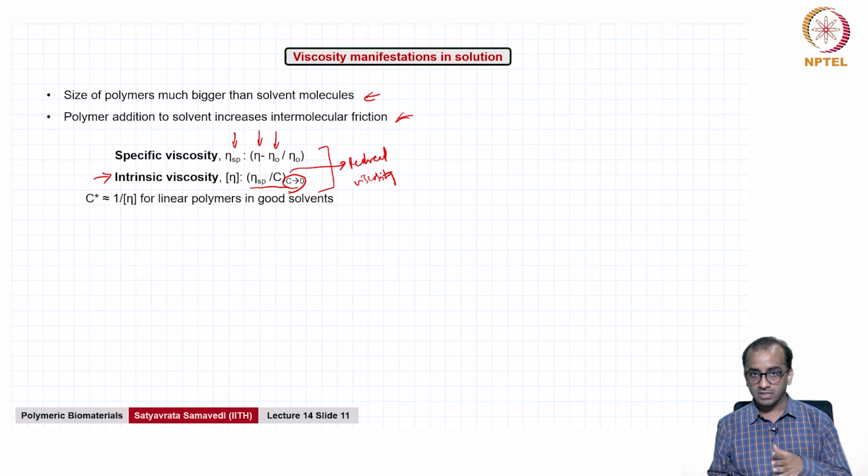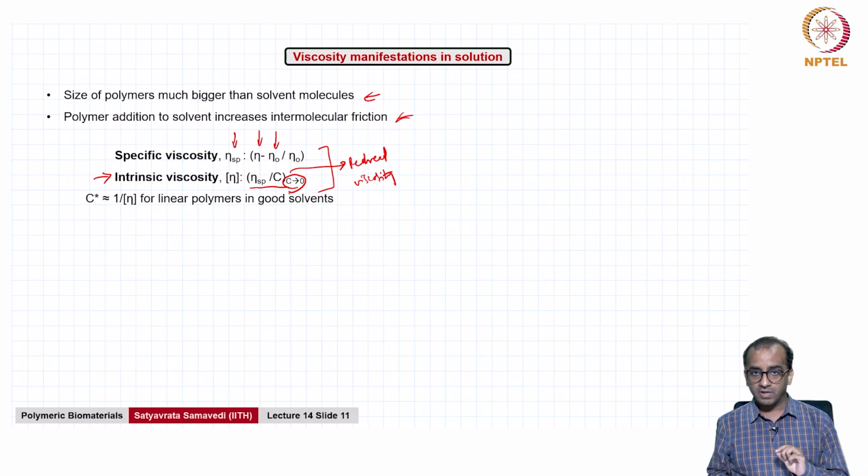Intrinsic viscosity is an extension of that idea where at very small polymer concentrations, essentially infinite dilution, what is the change in viscosity of the solution? What is the contribution towards solution viscosity?